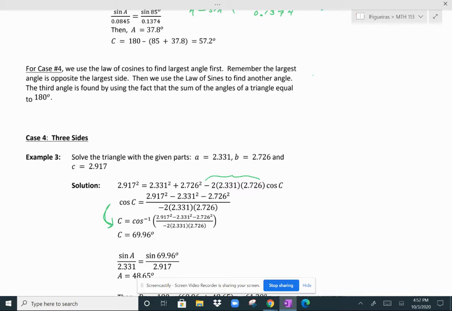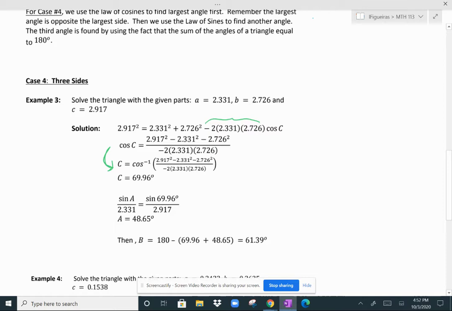So now we found one angle, and we're going to find another angle by using law of sines. So here I'm going to look for sine of angle A. So I have sine of A over 2.331 equals, and then we're going to use the ratio regarding C because I just found angle C. So it's sine of 69.96 degrees over 2.917. And then you cross multiply.